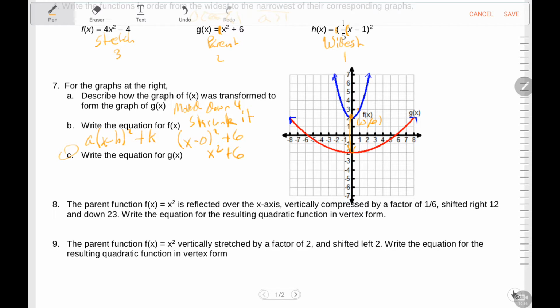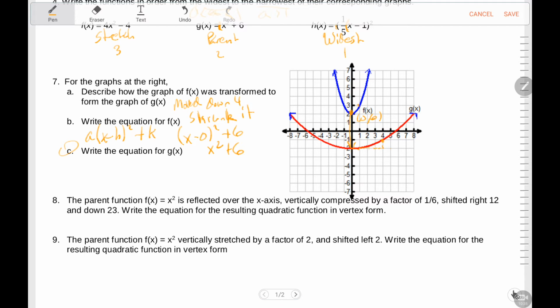Now C, I'm going to leave for y'all to have kind of as a bonus, because the thing that's different here, you'll be able to find your vertex, but you've got to count what your coefficient might be. So don't stress too much about that one. What you do need to look at is number 8.